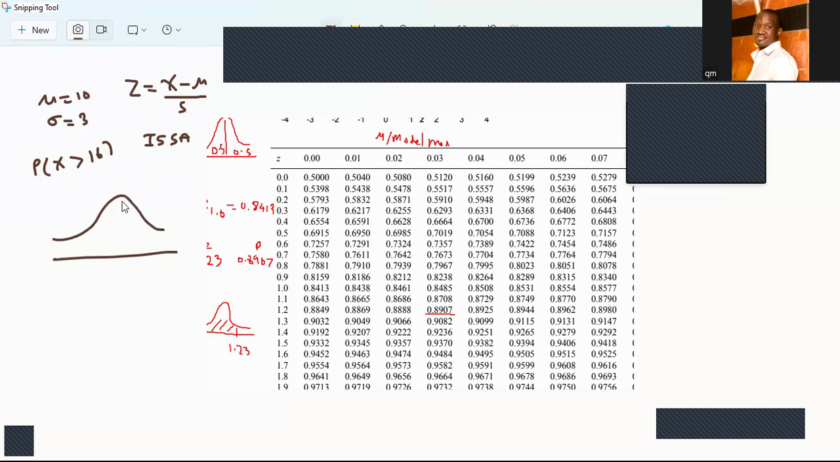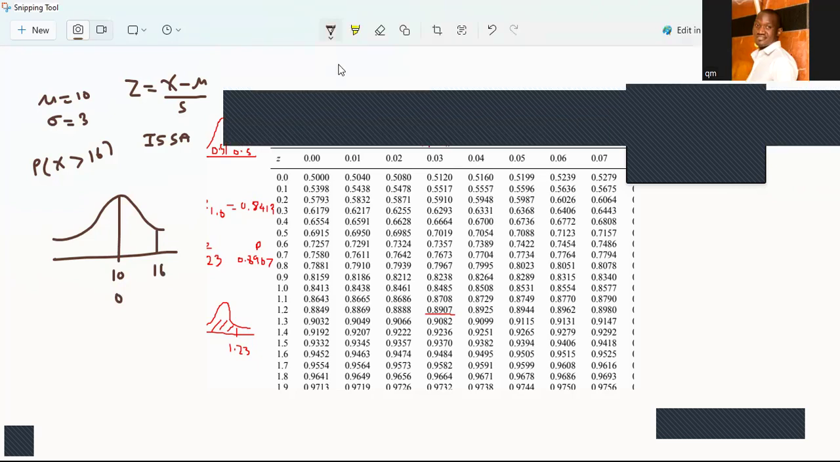So let us apply this. The mean is always in the middle. So the 10 is equivalent to 0 when you standardize it. So 16 is on the right side of 10. The question is saying greater than 16, so we use GR and LL. Greater means we're shading to the right. Less means we're shading to the left. So greater, we're going to shade to the right of 16.